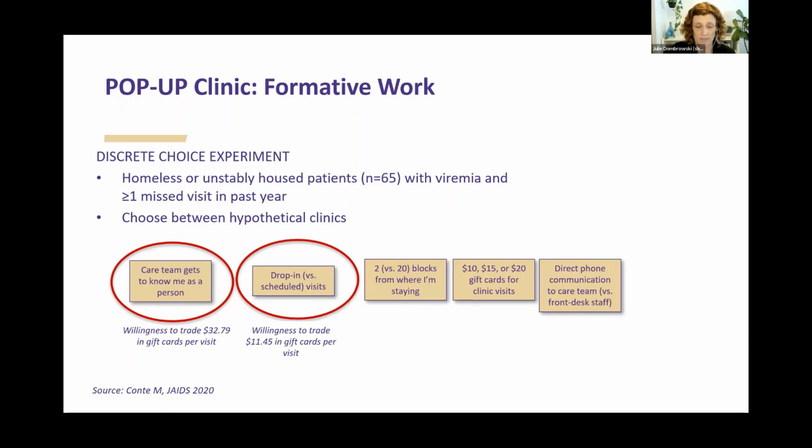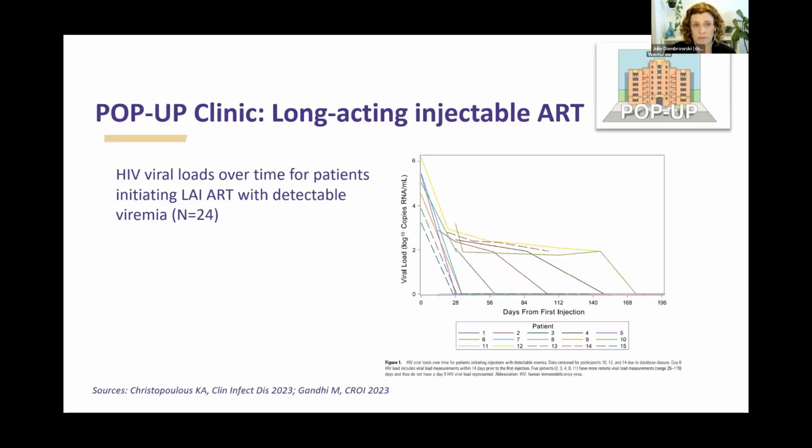And then the drop-in aspect, really crucial as well. The pop-up clinic has been a key part of San Francisco's success with long-acting injectable ART in patients who are viremic. As many of you may know, long-acting injectables were FDA approved for people with stable viral suppression. But in many ways, where I think they can have the most public health benefit, if we can really operationalize this, is with people who are viremic. Oral meds aren't working for them.